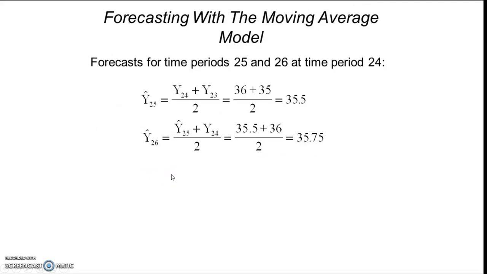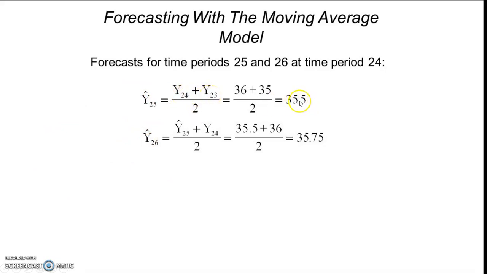This is how we forecast with the moving average model, and forecast for time periods 25 and 26 at time period 24. So this is how we can forecast. So we sum up the variable for the 24th and 23rd observation and divide by 2.